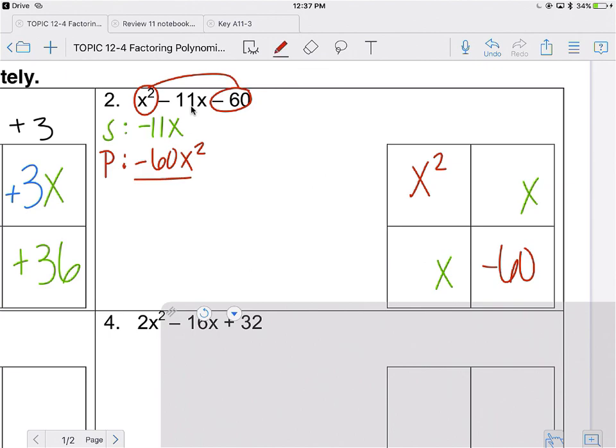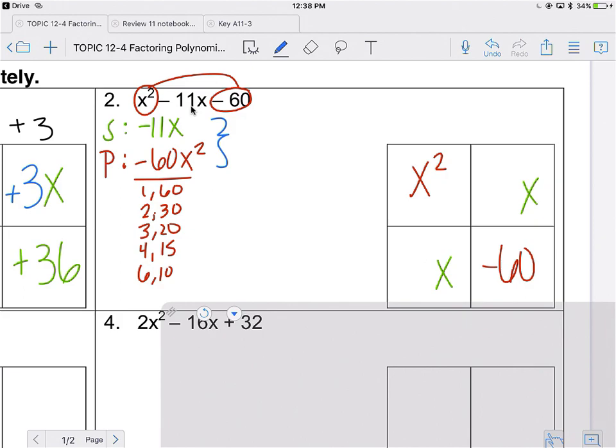So my products for 60, I could do 1 times 60, 2 times 30, 3 times 20, 4 times 15, and 6 times 10. All of these numbers we could multiply to get to negative 60 by making one of those numbers negative, but I also needed to add to a negative 11. So 1 and 60, I cannot get 11. 2 and 30, I couldn't get 11. 3 plus 20, I can't get 11. 4 plus 15, I can't get 11. And 6 plus 10, I can't get 11.